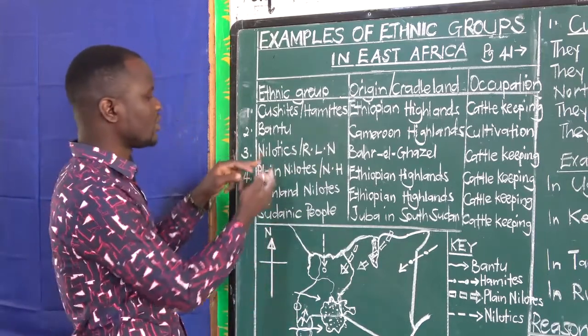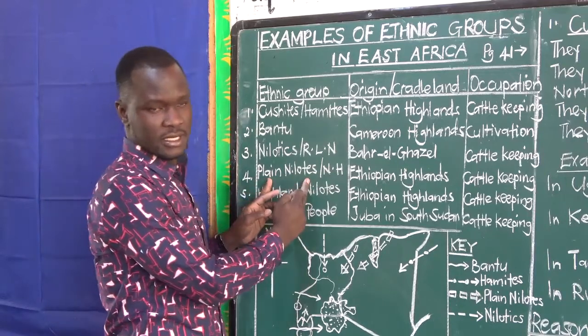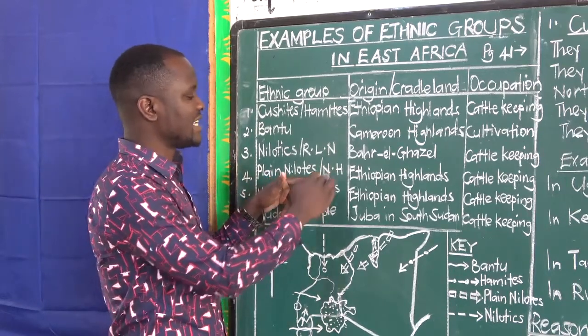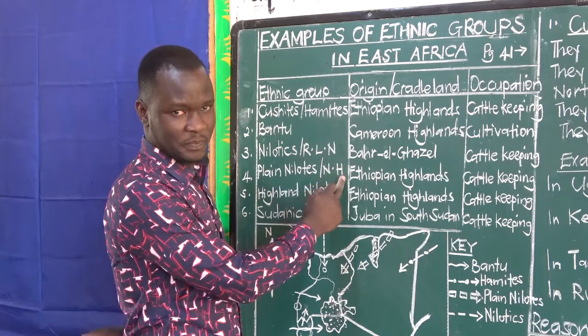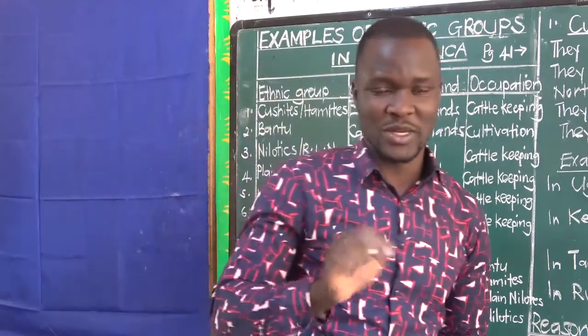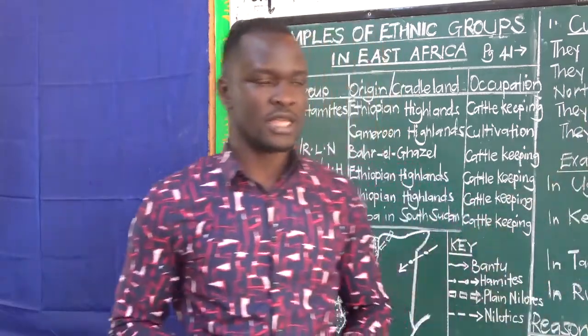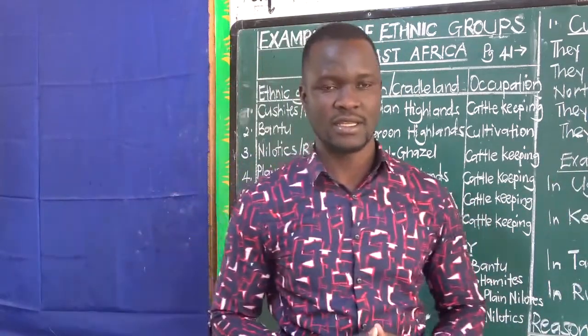Then the other group of Nilotes is what we call the Plain Nilotes, that we can also write as the Nilohamites. Nilohamites. I want you to remember that map that you were drawing in Primary 5, showing those tribal migrations, I mean, the directions that these ethnic groups used.